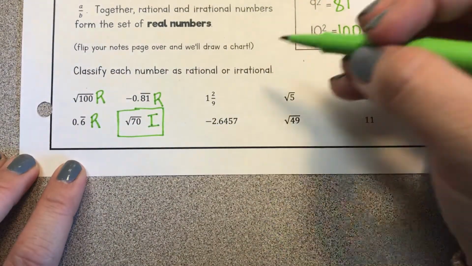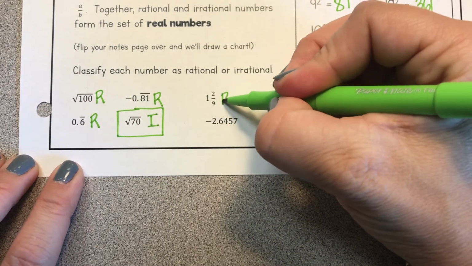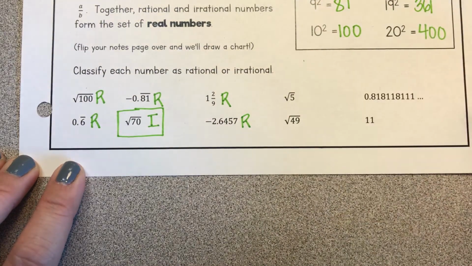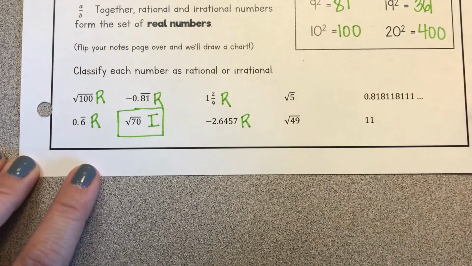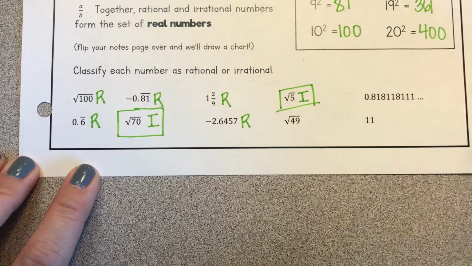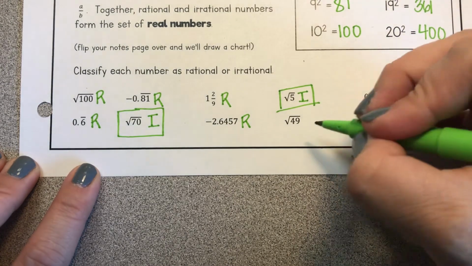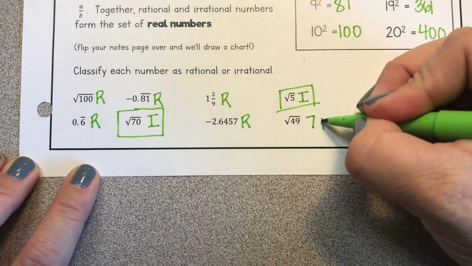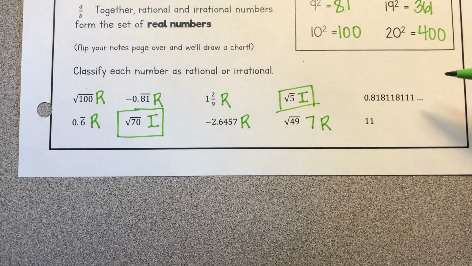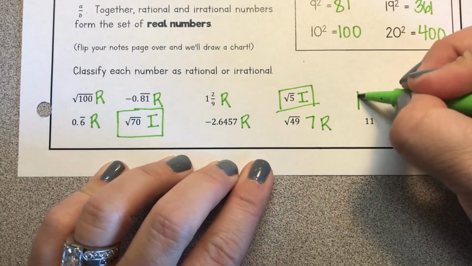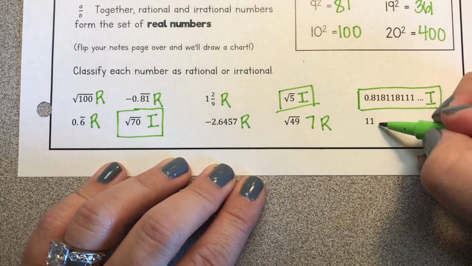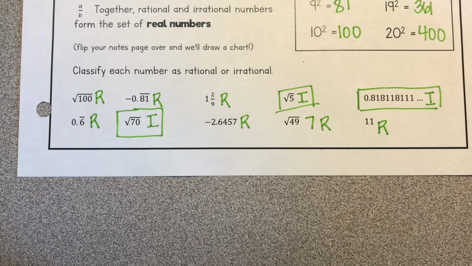1 2/9, it's a fraction, so it's rational. Negative 2.6457, rational. It is a terminating decimal. The square root of 5. Irrational. We do not know what that is. It's not a perfect square. What about the square root of 49? It's 7, so it's rational. 0.81, 811, 8111. Irrational. It is never going to end, and it is never going to repeat. And then the whole number 11, rational, because it's just an integer. It's a whole number.